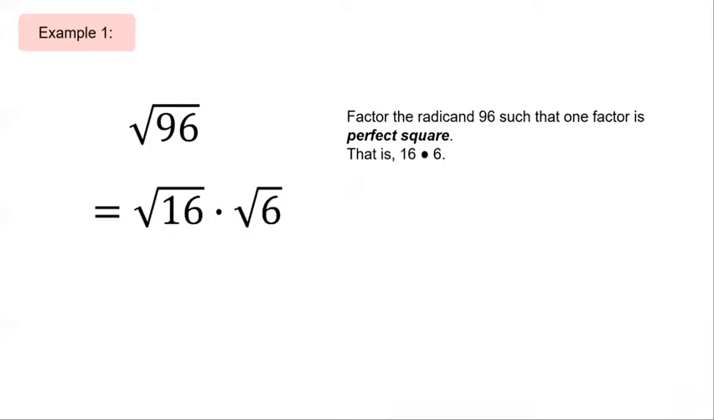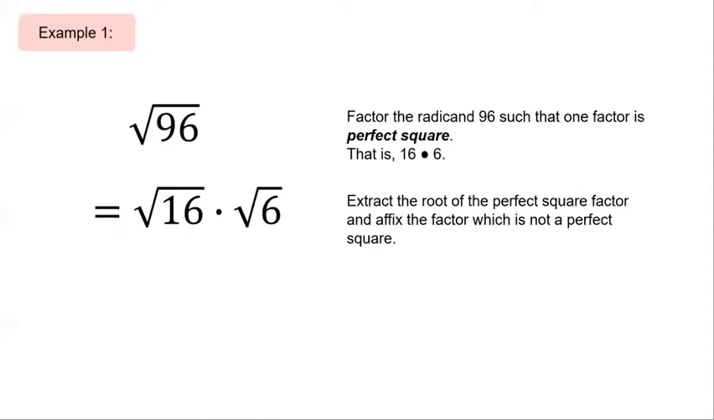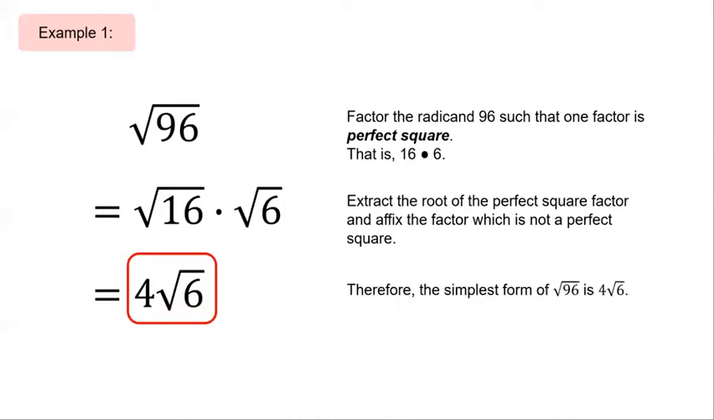So, i-enclose lang natin ang mga factors na ito sa ating radical na may index na 2. So, hindi na natin nakikita yung index na 2 kasi automatic na yon na kapag walang number dyan, that is a square root. And extract the root of the perfect square factor and affix the factor which is not a perfect square. So, in here, we have the square root of 16 is equal to 4 and then copy lang yung square root of 6 natin kasi hindi ito perfect square. Therefore, the simplest form of square root of 96 is 4 square root of 6.